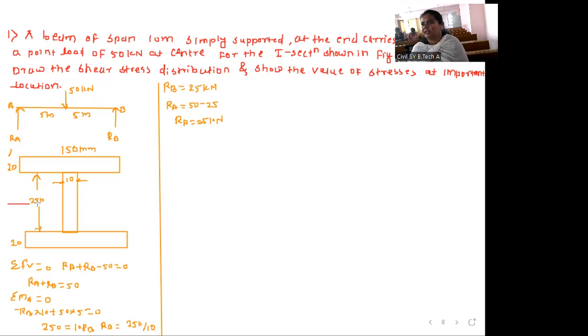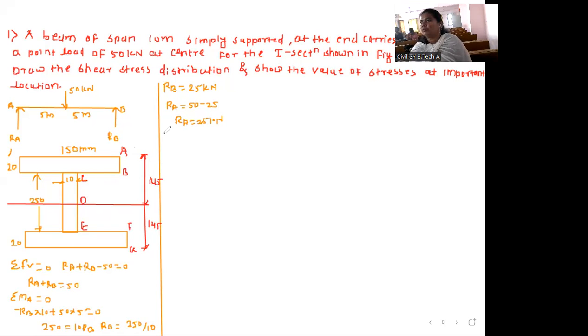We will mark the neutral axis. This section is symmetric, so we are able to mark the neutral axis directly. So the distance of the neutral axis, how much? 250 plus 20 plus 20, that is 290. 290 divided by 2 is 145, right? And this is also 145. So these distances are 145 and 145. So we'll mark, suppose this is point A, this is B, this is C, this is the neutral axis D, after that E, F, and this one is G.